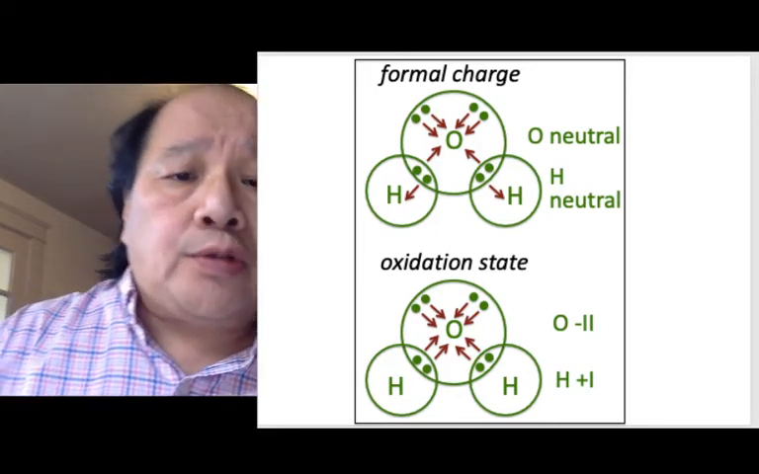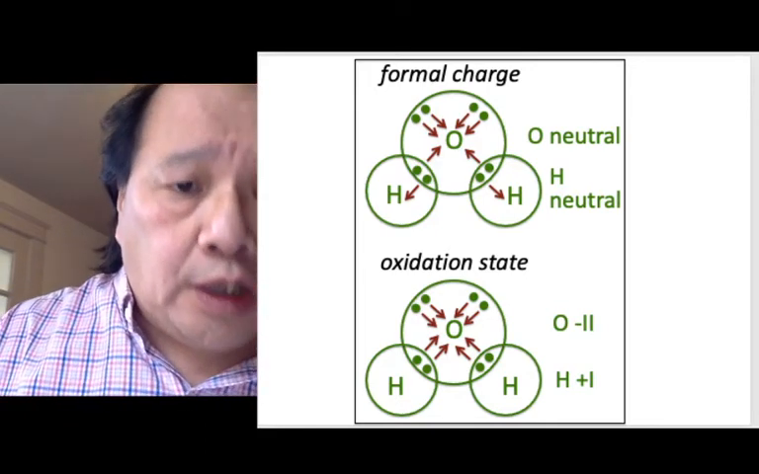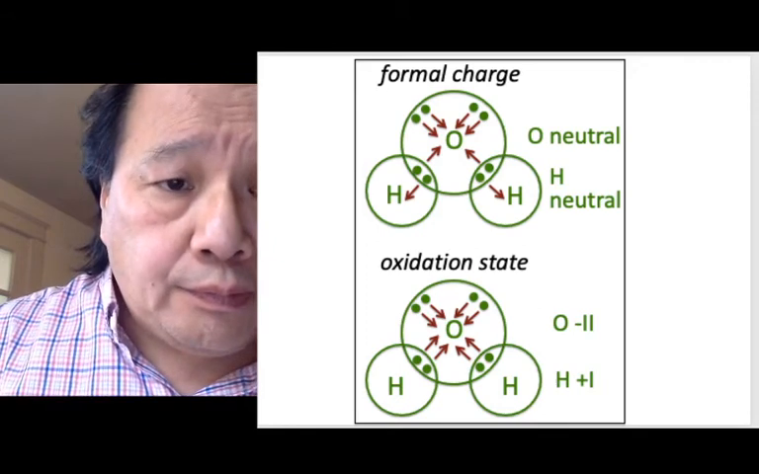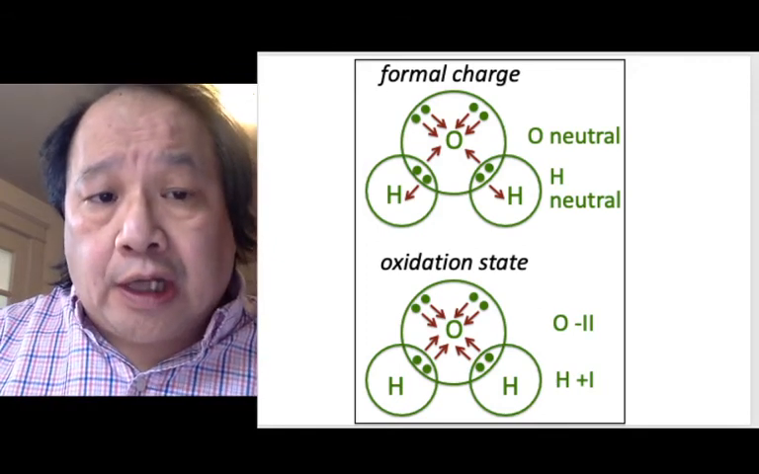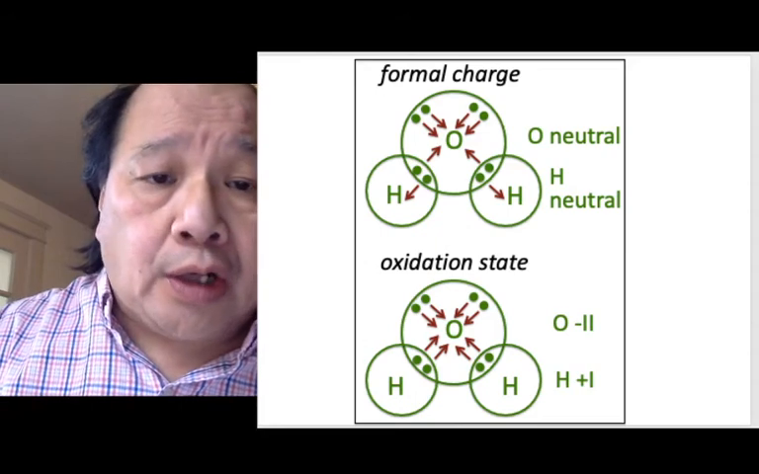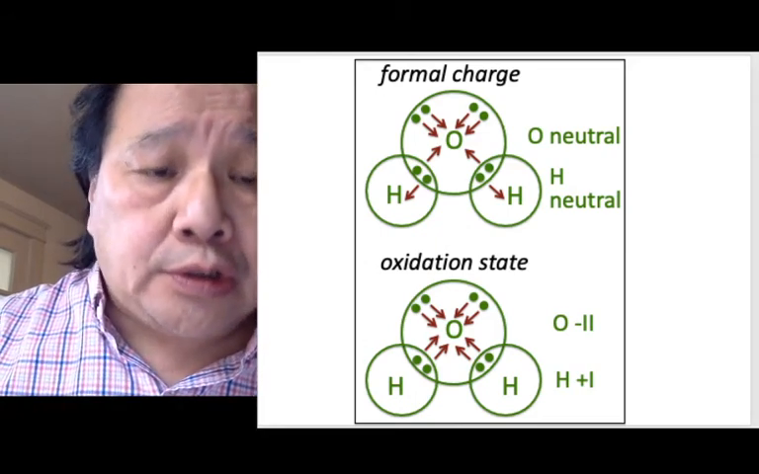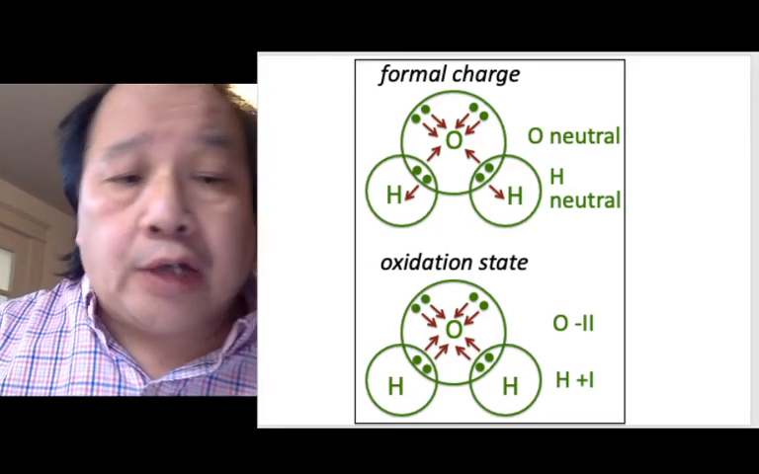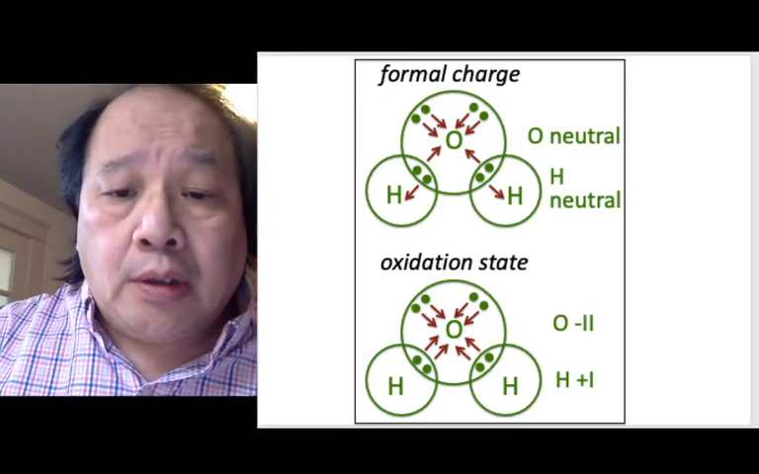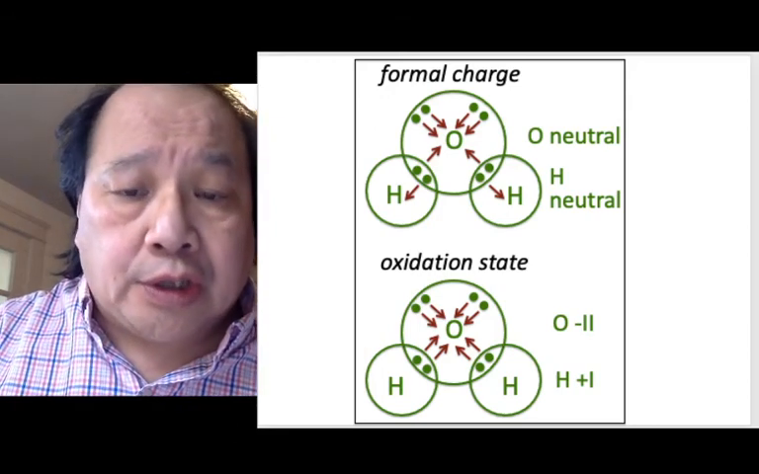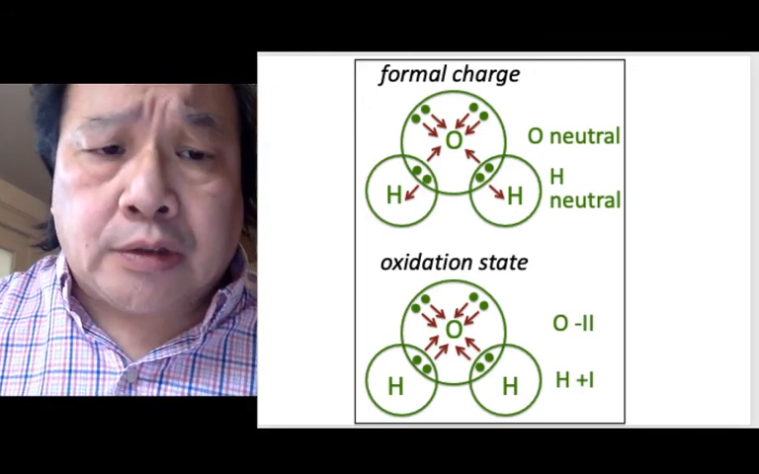So what is the formal charge of oxygen in H2O? It started with 6, it ended up with 6. That's a change of 0. So the formal charge is 0. Same thing for hydrogen. Started with 1, ended with 1. Formal charge is 0. And we tend not to write 0 formal charges.